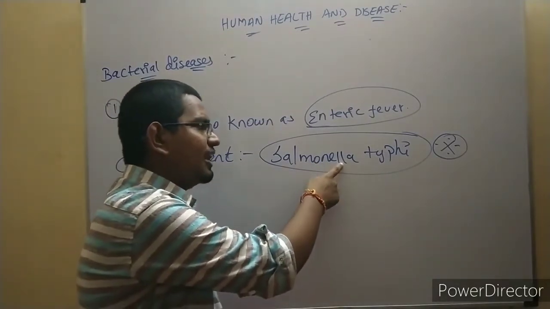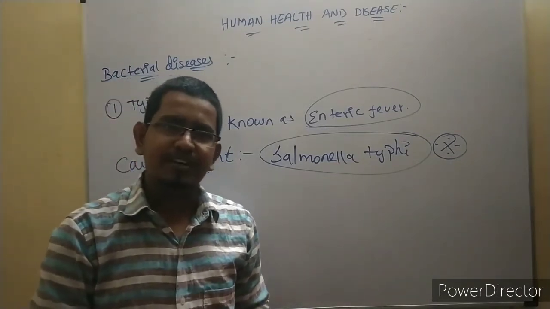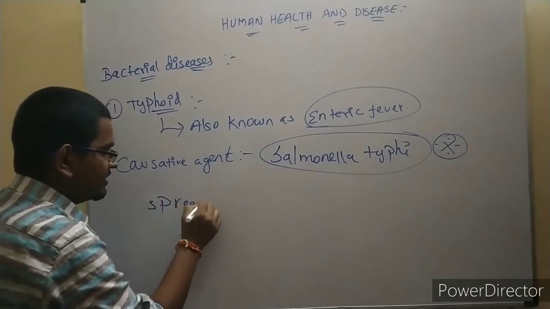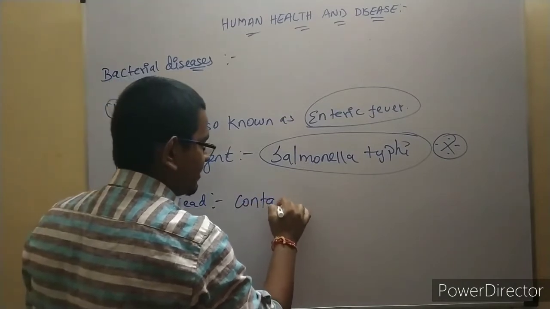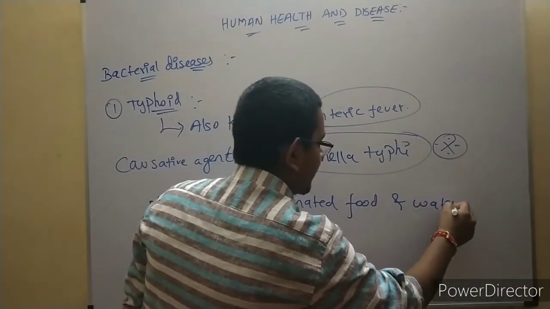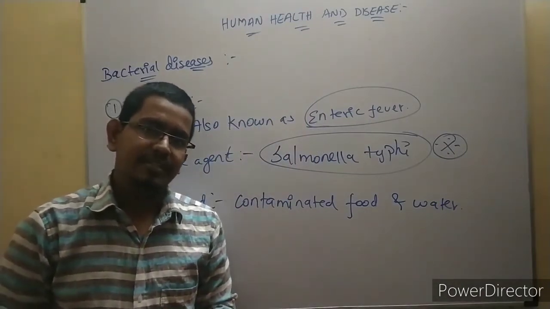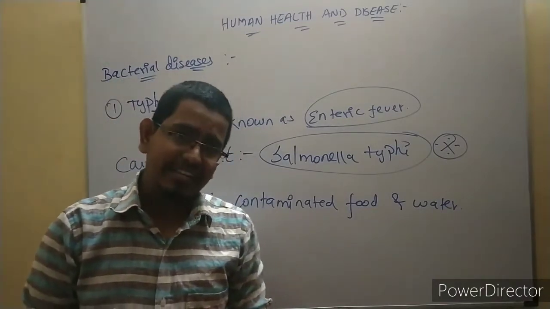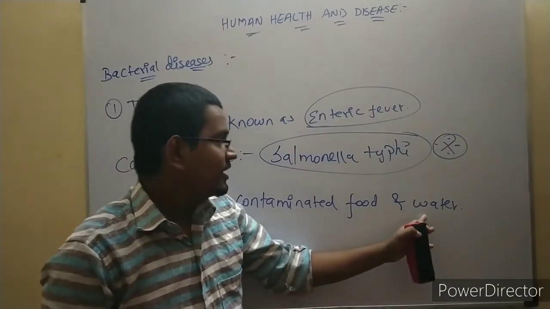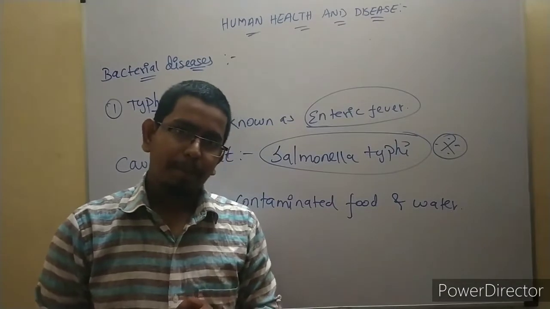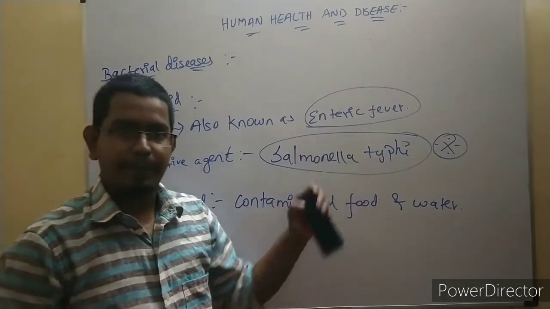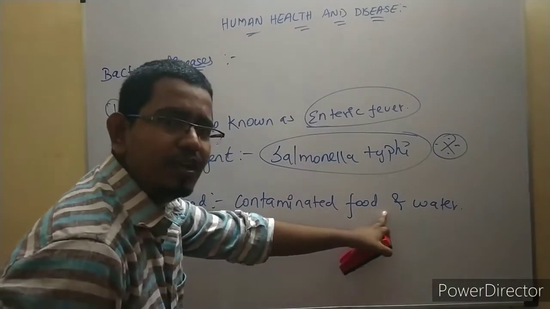How is this Salmonella typhi entering into your body? There should definitely be some way by which it enters our body. How does it spread? It spreads through contaminated food and water. If the food or water is contaminated, and Salmonella typhi is present in that contaminated food or water, then if we eat or drink that food and water, the Salmonella typhi will enter into our body. It enters our body through contaminated food and water.